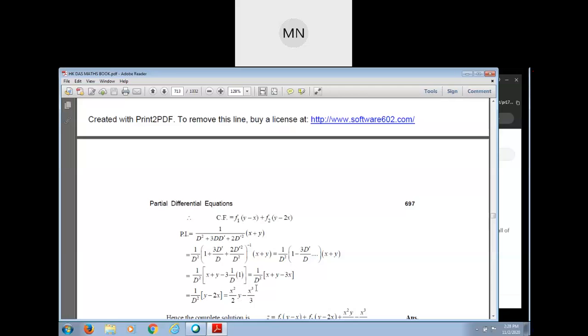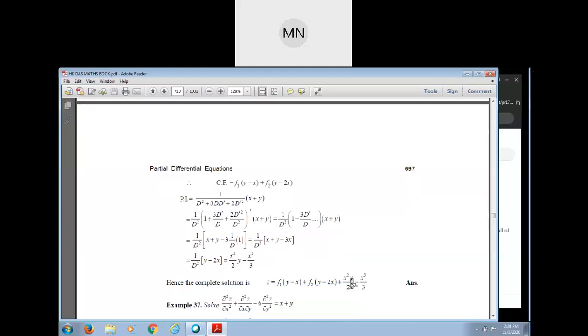Okay? Is there any doubt? No, ma'am. So the complete solution will be CF plus PI. CF is this one, PI is this one.